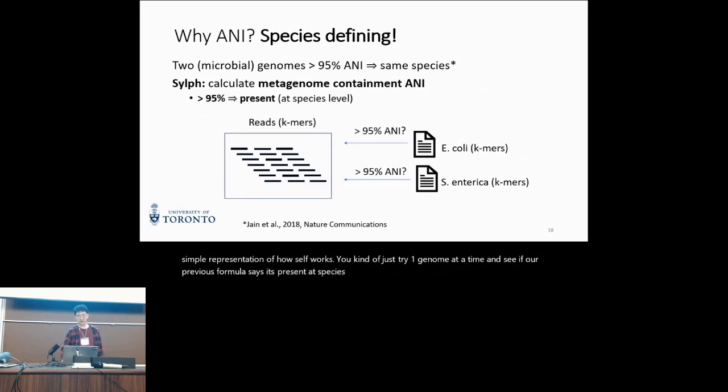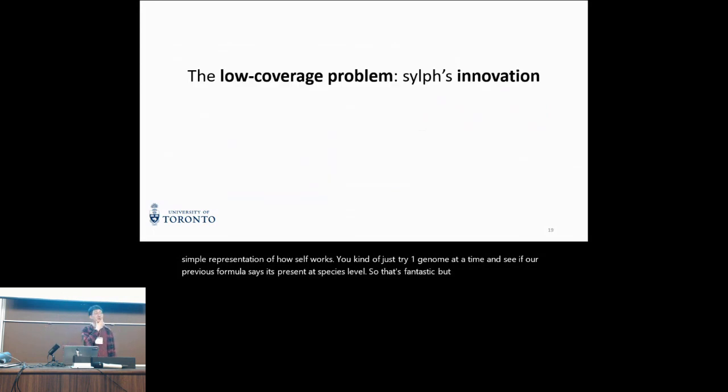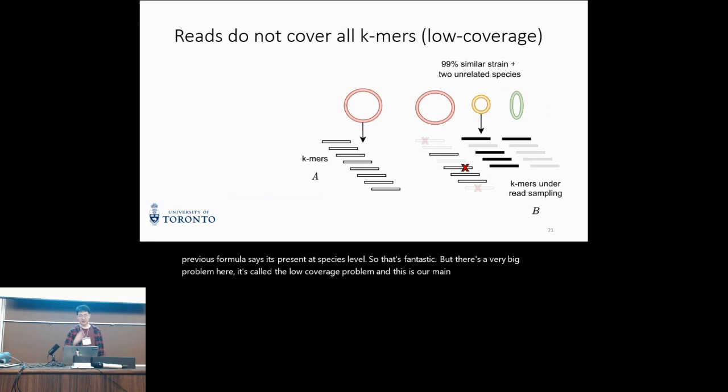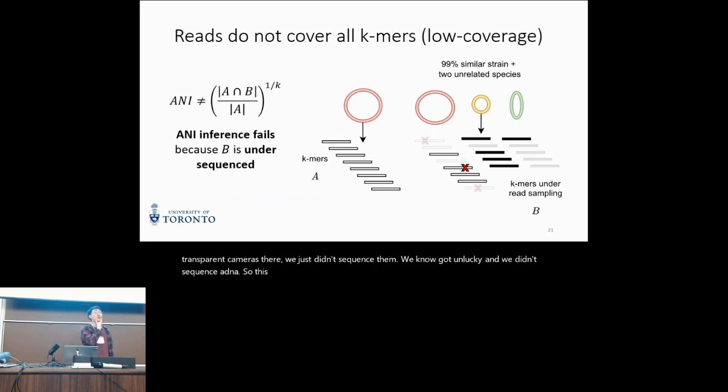So that's fantastic, but there's a very big problem here. It's called the low coverage problem, and this is our main innovation. It turns out I don't have a complete metagenome. I sequence the metagenome, right? And because I'm sequencing the metagenome, I'm going to miss stuff if I don't sequence everything to really, really high depth. For low abundance organisms, you can see the transparent k-mers there. We just didn't sequence them. We got unlucky, and we didn't sequence the DNA. So the formula that we used before doesn't work because it assumes that we have the entire genomes available, but we don't. We have a sequencing of the genomes. So this method fails.